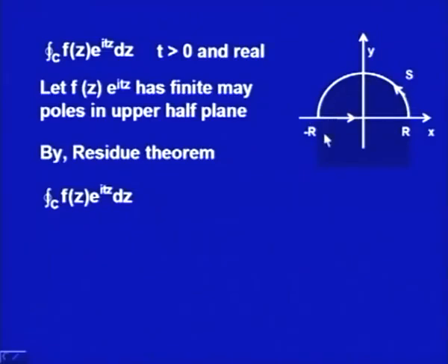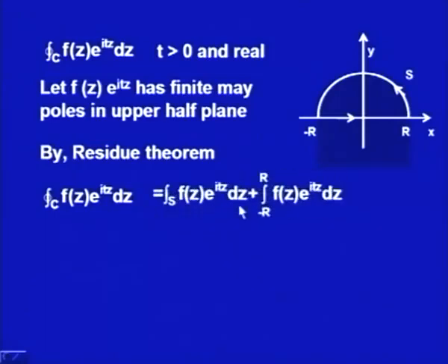that the integral along this closed contour C would be nothing but 2 pi i times the summation of residues of f(z) e^(itz), where the summation is over all the poles which are interior to this contour C. This contour C actually consists of two paths: one is the semicircle, another is the real line, or the real axis. So, we are using this semicircle of radius r.